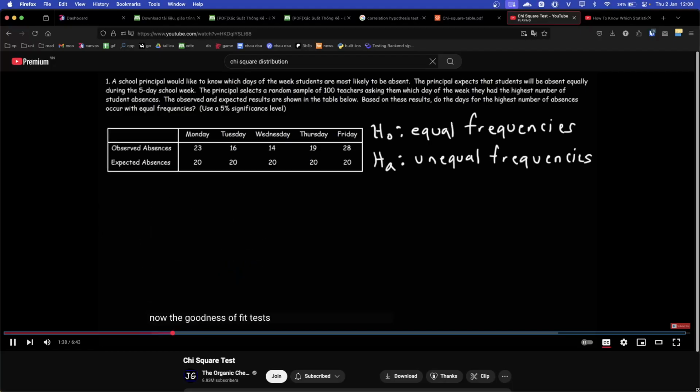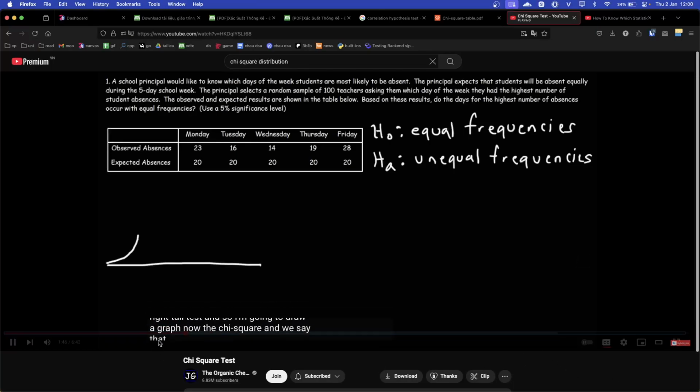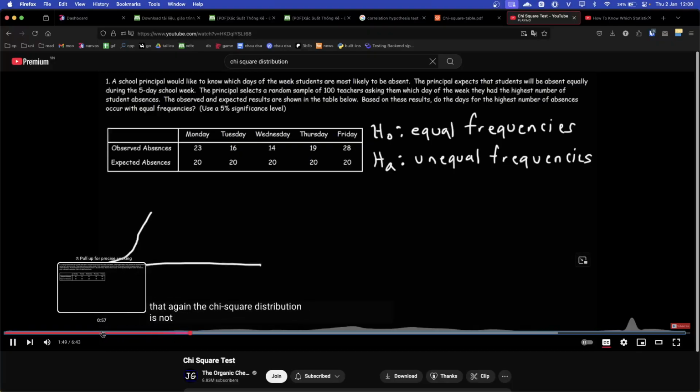Now, the goodness of fit test is a right-tailed test. And so I'm going to draw a graph. Now, the chi-square distribution, let me say that again. The chi-square distribution is skewed to the right.